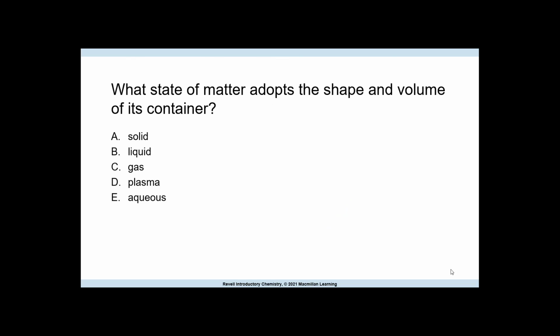Okay, so what state of matter adopts the shape and volume of its container? It's not a solid, because a solid has a fixed shape which you cannot change unless you break it. So it's going to be gas.